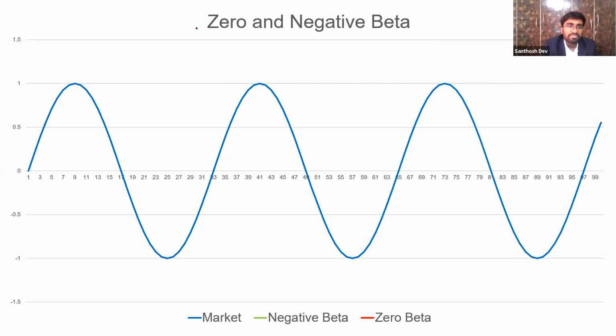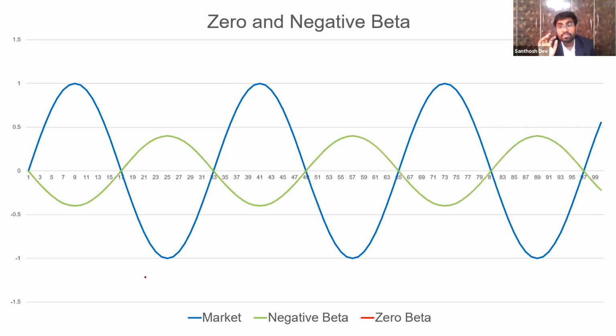This is a quick pictorial representation. The blue line represents the market return. The green line represents the negative beta stock. When the market goes up, your negative beta stock actually goes down. If it is going in tandem, if a 1% increase in the market return gives you a negative 1% return in your asset, then it will have a -1 beta. But it does not necessarily have to be a -1 beta. If it goes in the opposite direction, then it is a negative beta.